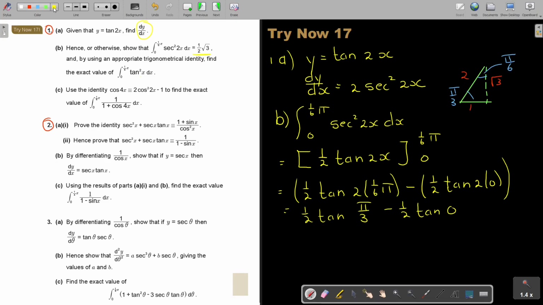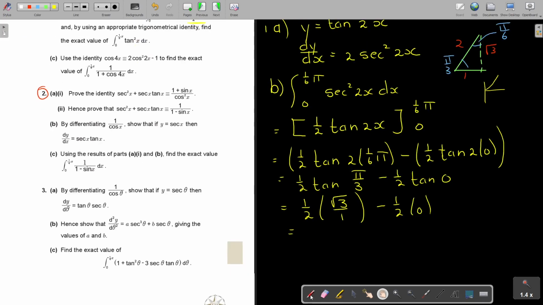Okay, now I can substitute. So it's a half. Now, tan pi over 3 is going to be square root 3 over 1, opposite over adjacent. And don't forget tan 0, this is your tan graph. So what is tan 0? It's just 0. And the answer is going to be square root 3 over 2. That's going to be my answer.